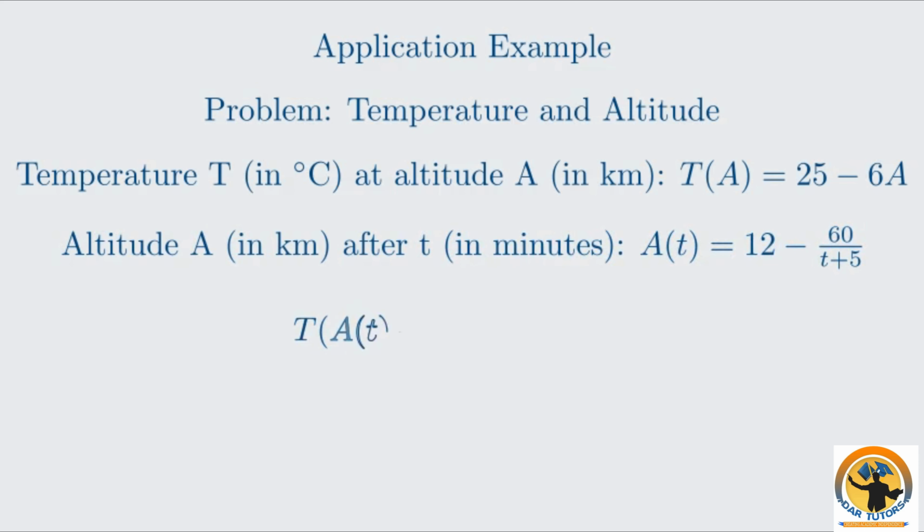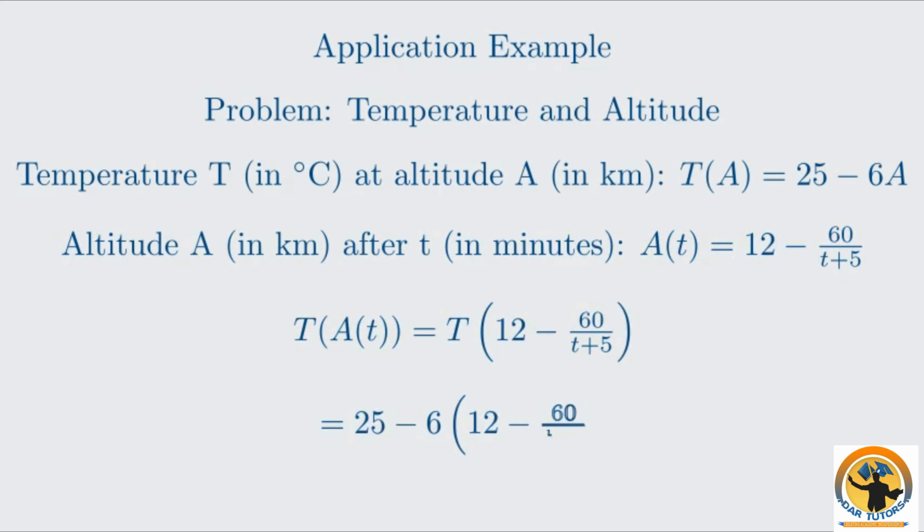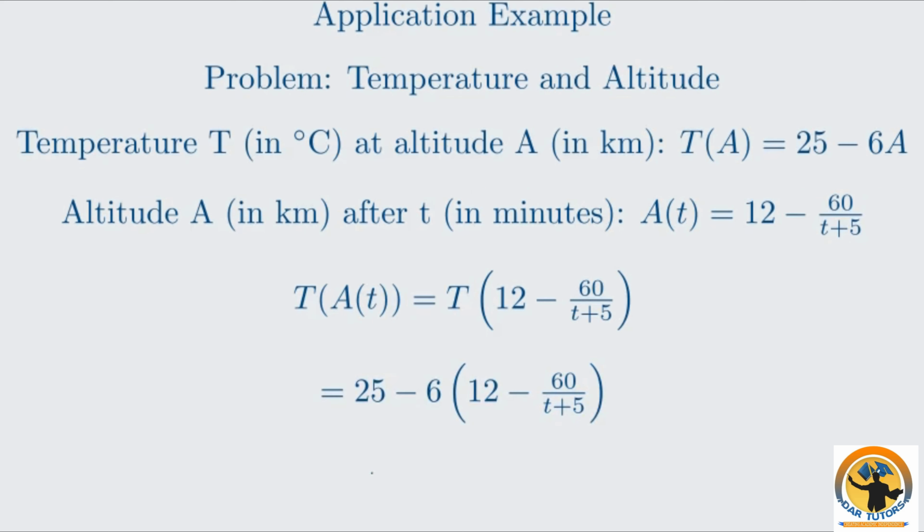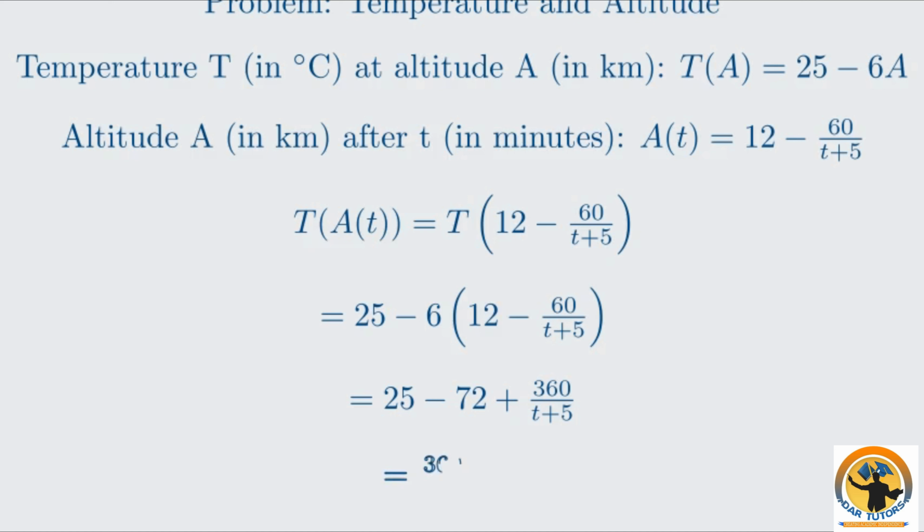We will substitute the entire function A(t) into the T function. So T(A(t)) becomes 25 minus 6 times the expression for A(t). We distribute the negative 6, giving 25 minus 72 plus 360 over t plus 5. Simplifying this, we find that the composite function is 360 divided by t plus 5, minus 47.